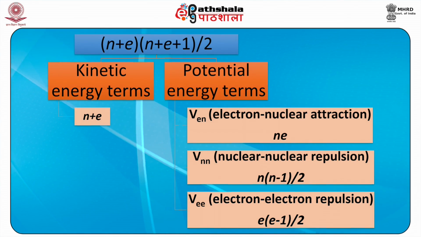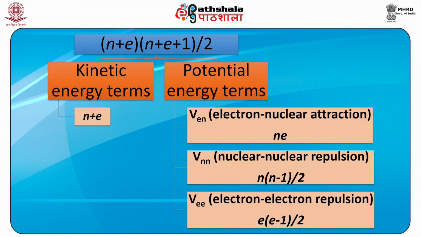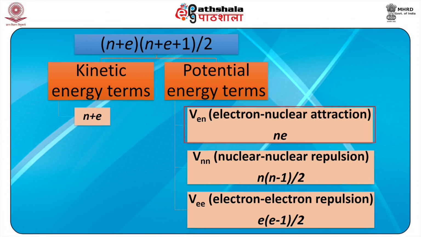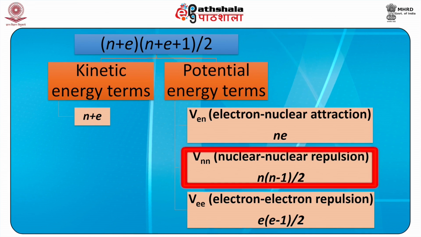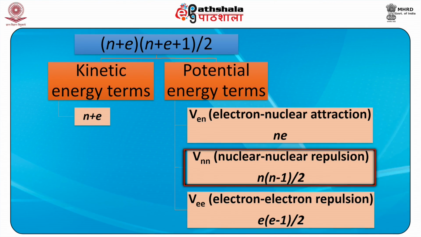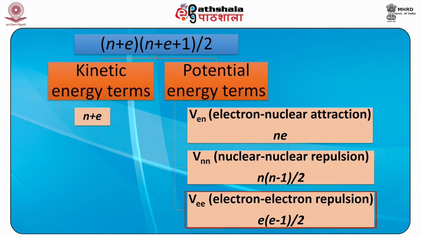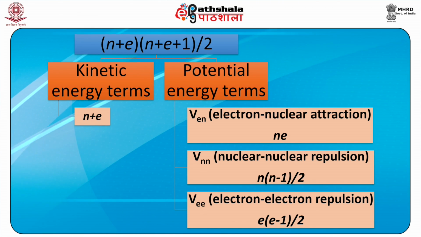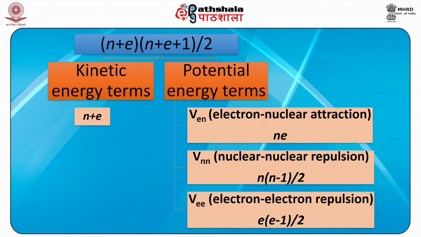Out of these terms, kinetic energy terms would be n plus e, and potential energy terms will be split into electron nuclear attraction terms, VEN, which will be n multiplied by e. Then there will be nuclear repulsion terms, VNN, n into n minus 1 upon 2. And then electron repulsion terms, VEE, which would be equal to e into e minus 1 upon 2. So these taken together will be the total number of terms in the Hamiltonian of a chemical system.